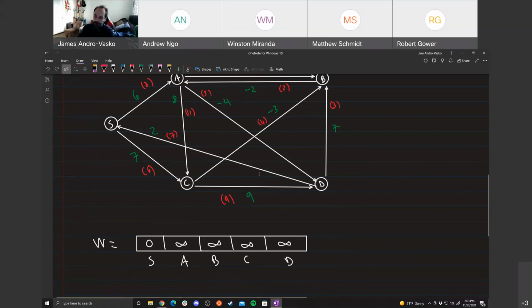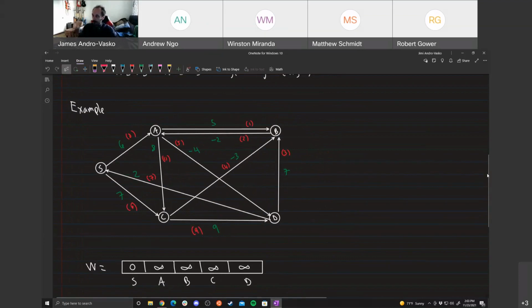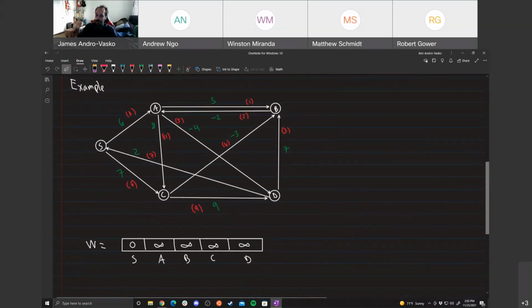Okay, so zoom out here. Using our algorithm, we're going to first pick an edge. It's going to be our first pass, basically. Our first pass of Bellman-Ford.